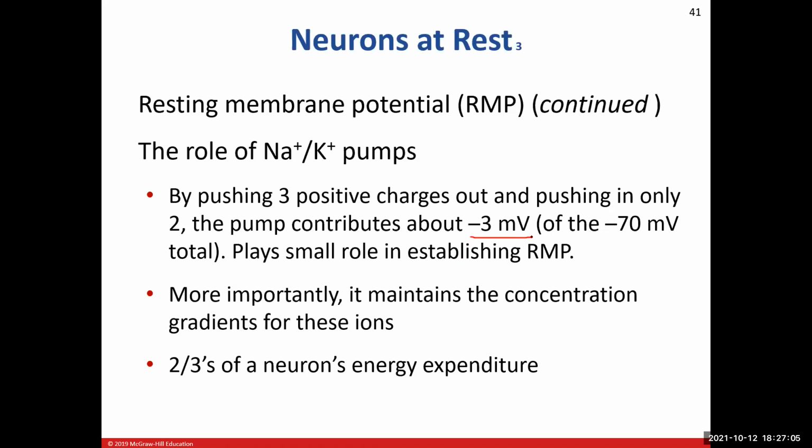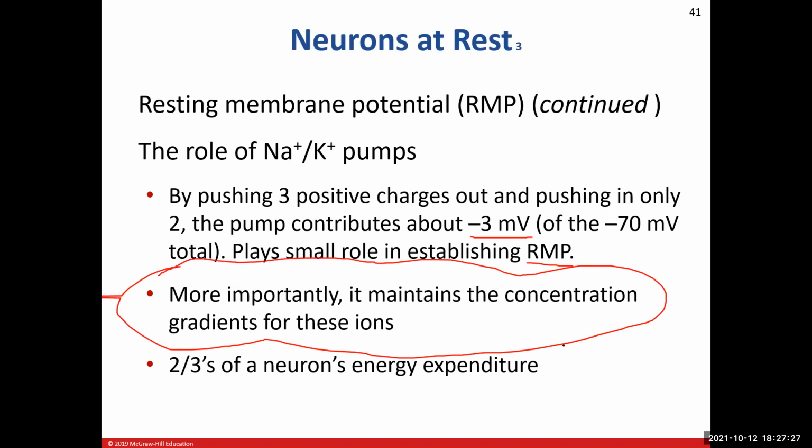So you can see it doesn't really play that much of a role in establishing the resting membrane potential. It does a little bit, but not nearly as much as sodium and not even close to how much potassium does. So it does play a small role in establishing our resting membrane potential. But here's the thing that I want you folks to know. This is hugely important. It maintains the concentration gradient. It's making sure that there's more sodium outside the cell and more potassium inside the cell. So there is an existing concentration gradient so those ions can diffuse.